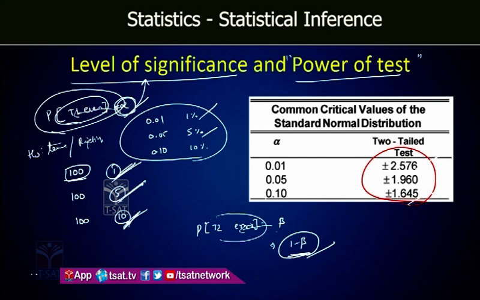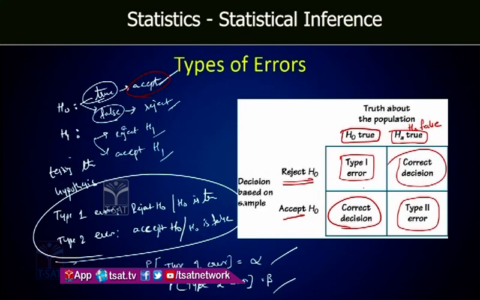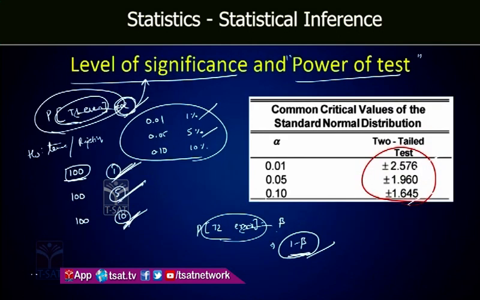Probability of type 2 error and probability of accepting H naught when it is false. So these are the important points you have to remember in the types of errors and the level of significance and power of the test.